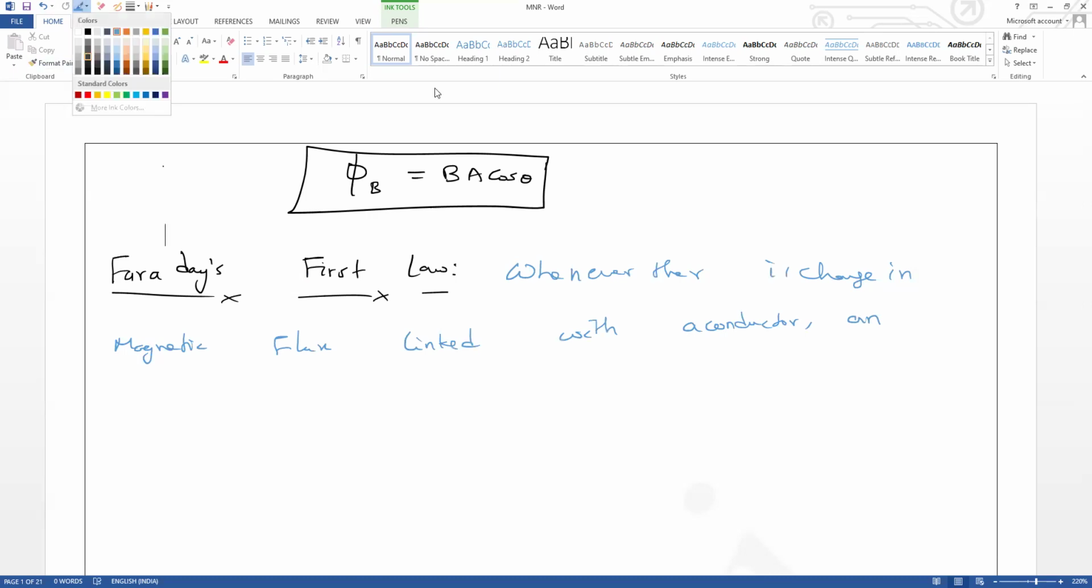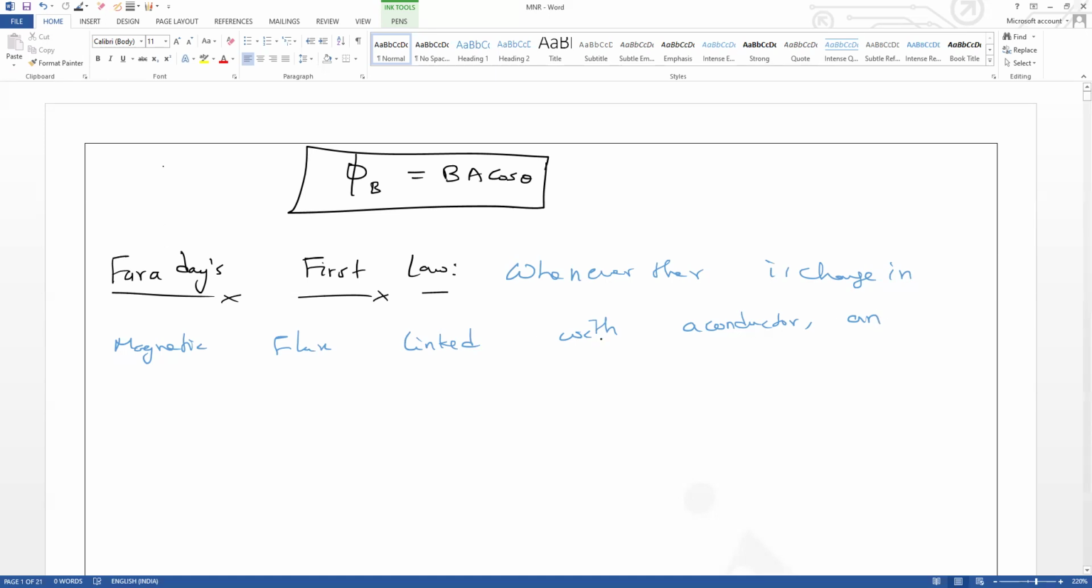If there is a voltage, then definitely what is induced, everybody? If there is a voltage, a potential difference, then definitely current will be generated. Am I right or wrong? Please respond.